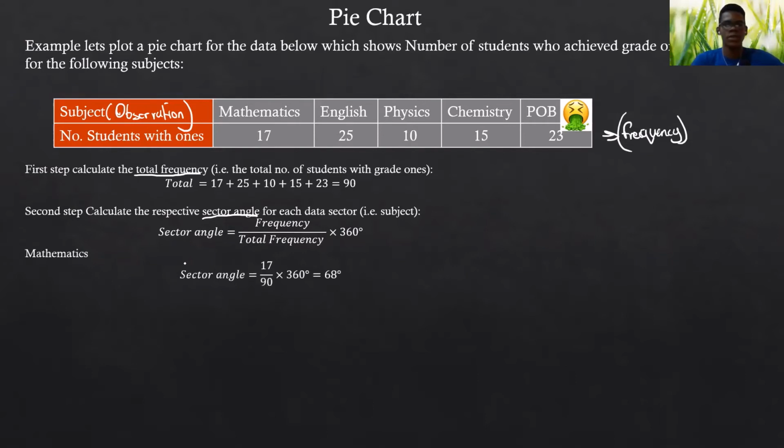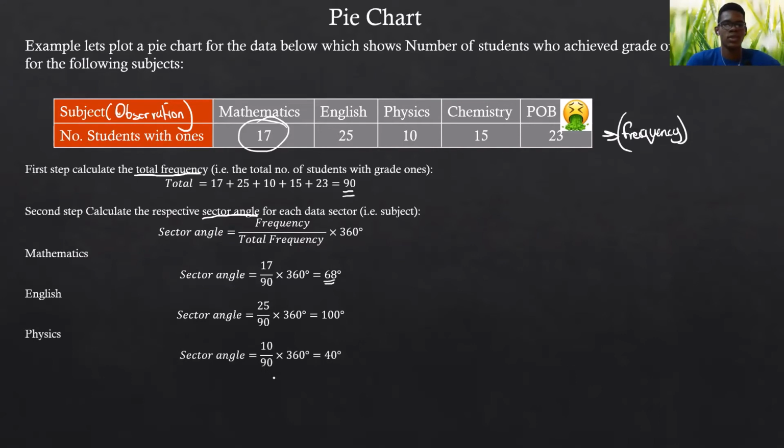For maths, the frequency is 17, the number of students with 1s, divided by the total frequency, which we calculated earlier as 90, multiplied by 360 degrees, and we get 68 degrees. We go ahead and do the same thing for English, then physics, then chemistry, then POB. So English, it's 25 over 90, multiplied by 360, 100 degrees.